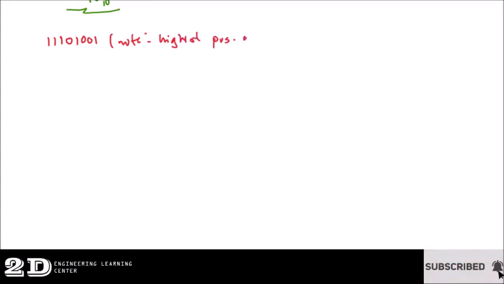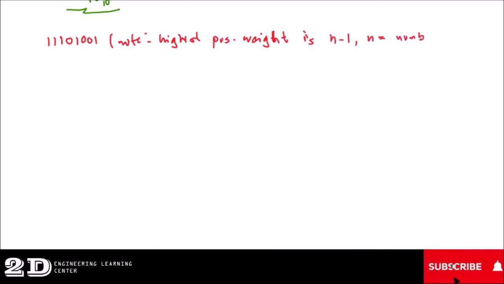So let's note that the highest positional weight is equal to n minus 1, wherein n is equal to the number of digits.